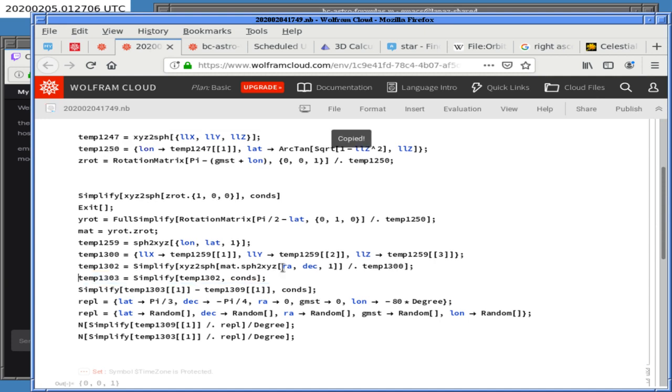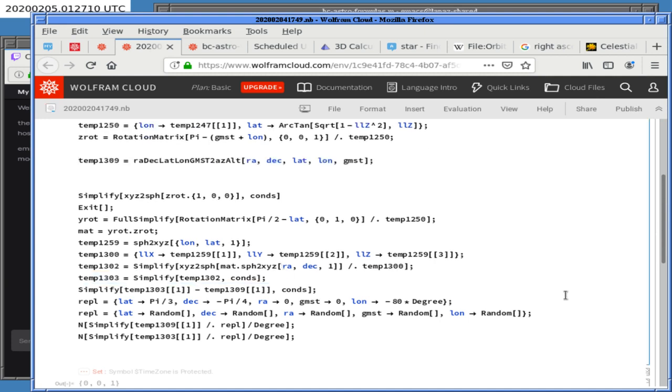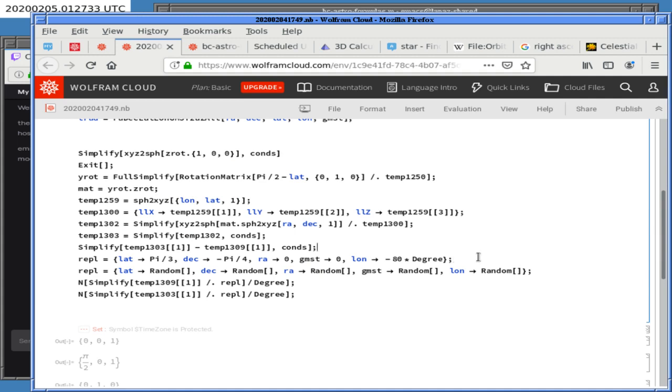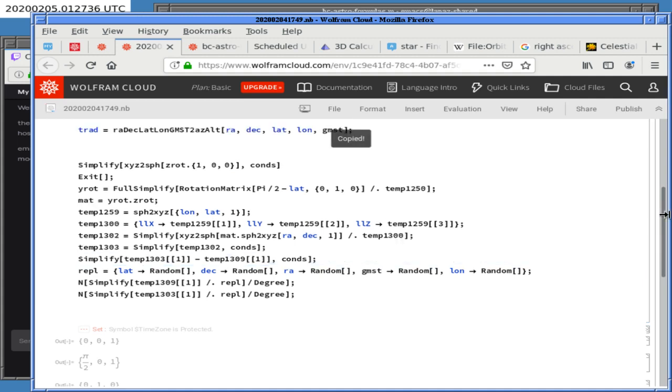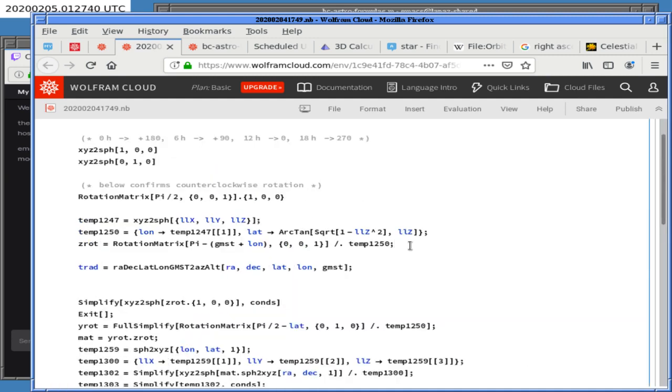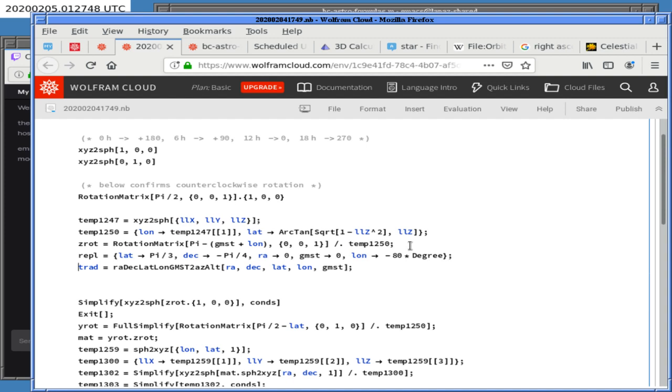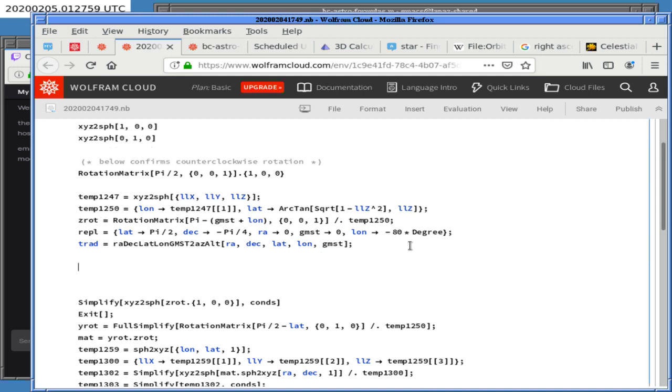So I'll do this. Maybe we'll give it a better name. We'll call this trad, for traditional answer. And we will make our REPL, which is our list of replacements for the various values, equal to this first, and then we might change it later. Okay. So the very first question I'm going to ask is, here we're just testing the azimuth, so I think we're going to leave latitude at pi over 2, and minus 80 degrees is a nice random number there. So we're going to say, given the traditional, give us the REPL.